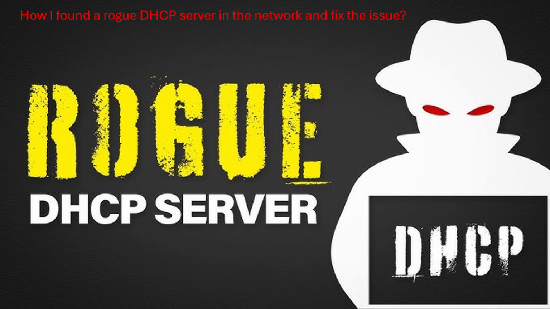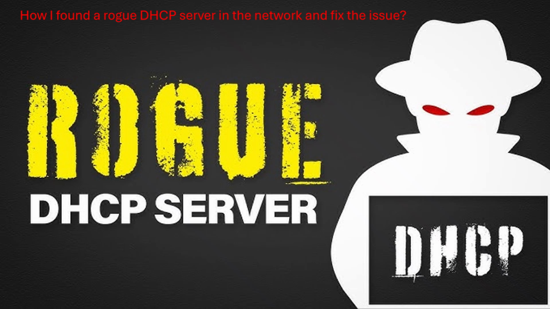Today I am going to walk you through a real troubleshooting case that I fixed last week, where users kept getting 169.254 series IP addresses, that is APIPA, which means Automatic Private IP Addressing, and the root cause turned out to be a rogue DHCP server plugged into the network.